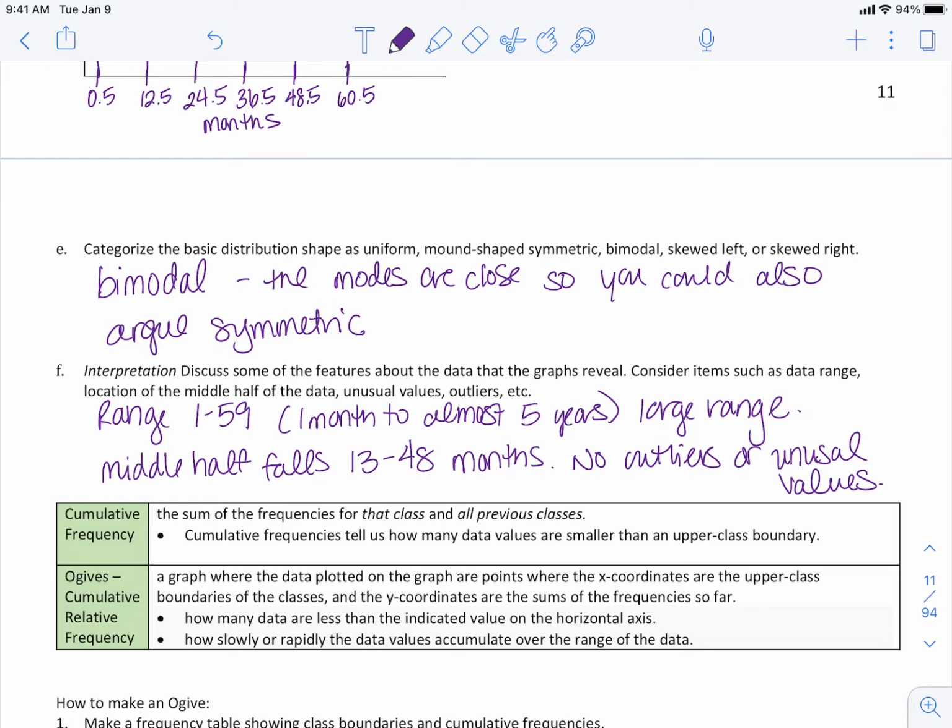All right, cumulative frequency, the sum of the frequencies for that class and all previous classes. Cumulative frequencies tells us how many data values are smaller than an upper class boundary. Ogives, or cumulative relative frequency graphs. This is a graph where the data plotted on the graph are points where the x coordinates are the upper class boundaries of the classes and the y coordinates are the sums of the frequencies so far. How many data are less than the indicated value on the horizontal axis, and it shows how slowly or rapidly the data values accumulate over the range of the data.